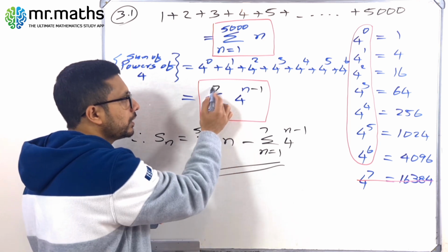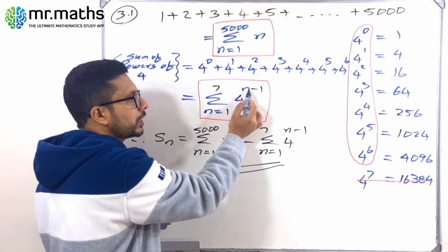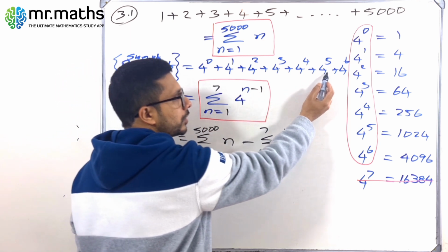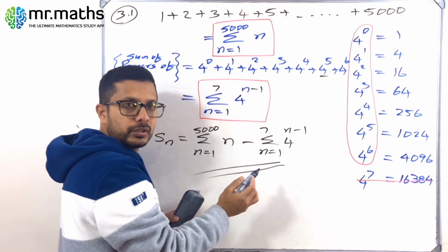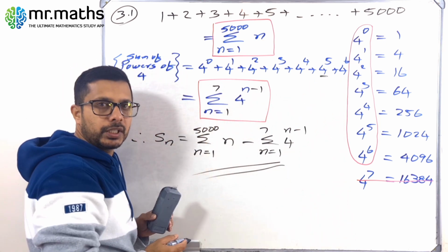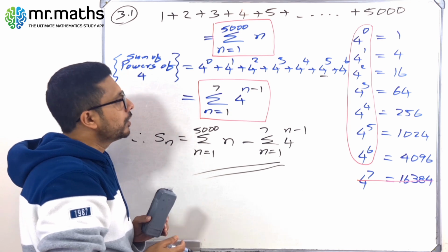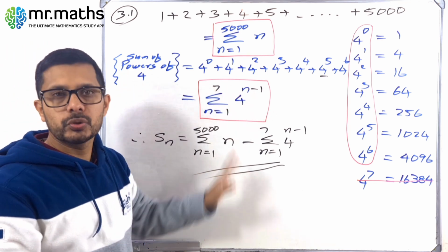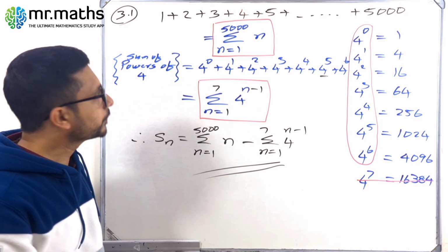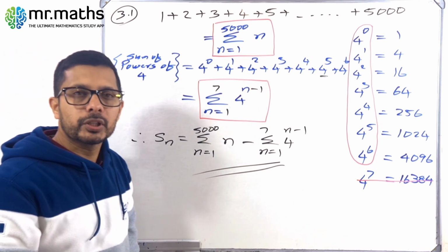But if you write 6 here, what is the problem? 4 raised to 6 minus 1, 5. That means we are getting only up to here. We are not getting the last term. You understand? That is why I put a 7 here. Anyway, either like this or n from 0 to 6, 4 raised to n, that also you can write. Okay, so that is question number 3.1.